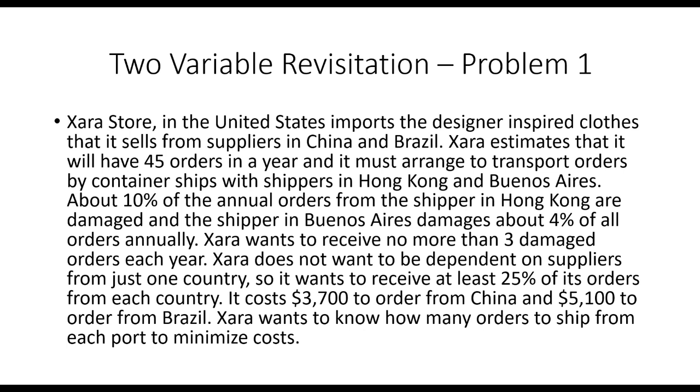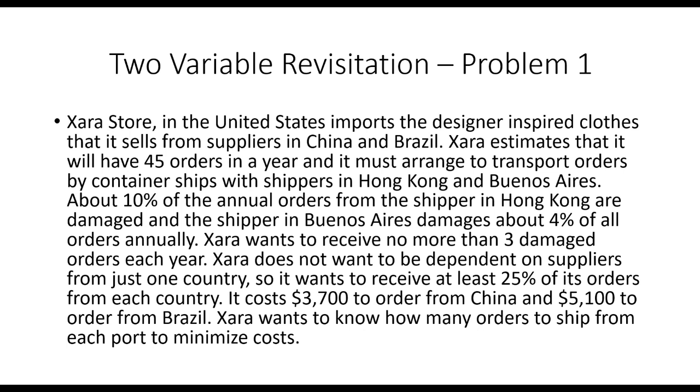Zara does not want to be dependent on suppliers from just one country, so it wants to receive at least 25% of its orders from each country. It costs $3,700 to order from China and $5,100 to order from Brazil. Zara wants to know how many orders to ship from each port to minimize costs. So to begin, we're trying to minimize costs. We see that in the final sentence. So it's minimize Z equals 3,700 X1, which is China, and 5,100 X2, which is orders from Brazil.